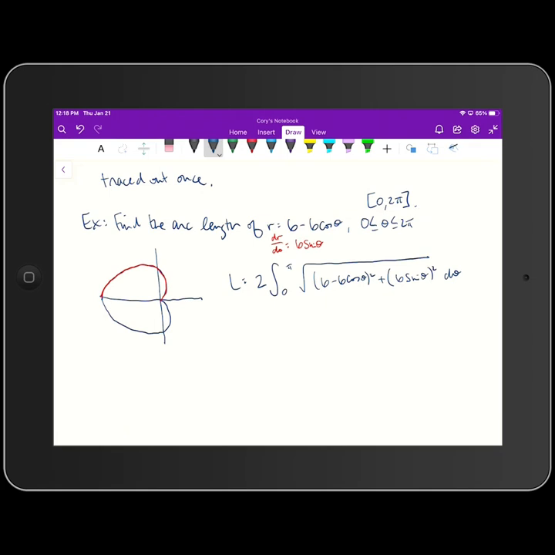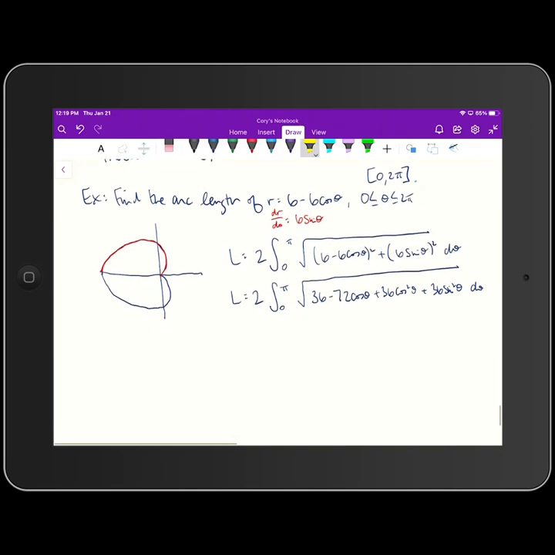Okay, so what we want to do is simplify the expression underneath the radical. So we get L is equal to 2 times the integral from 0 to pi. I'm going to go ahead and FOIL out 6 minus 6 times the cosine of theta. So that's going to become 36 minus 72 cosine of theta plus 36 cosine squared of theta. And then when I square 6 sine of theta, that's going to become 36 sine squared of theta, which we're integrating with respect to theta.